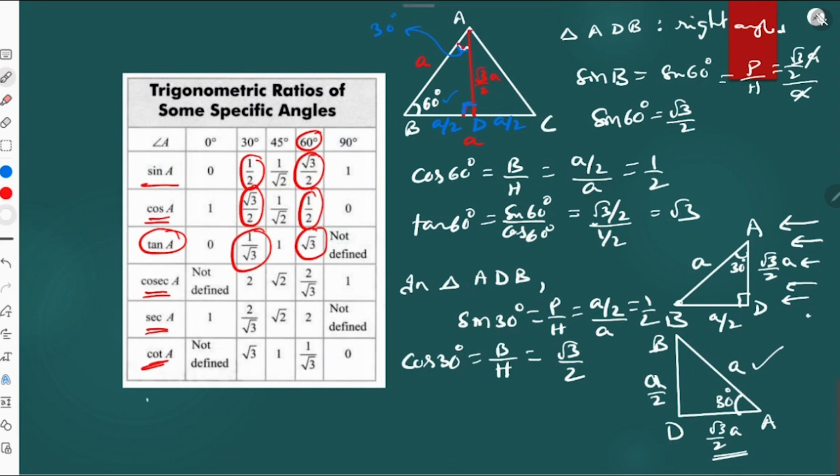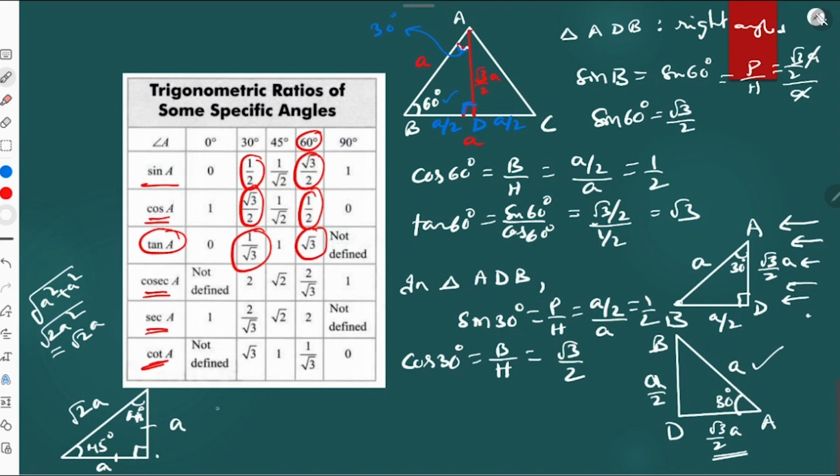Next, if you consider a right-angled isosceles triangle, then each angle will be 45, 45, because these two sides are equal. If you take the sides of the triangle as A and A, what will be the hypotenuse by Pythagoras formula? Root over A square plus A square, that is root over 2A square, that is root 2 times A.